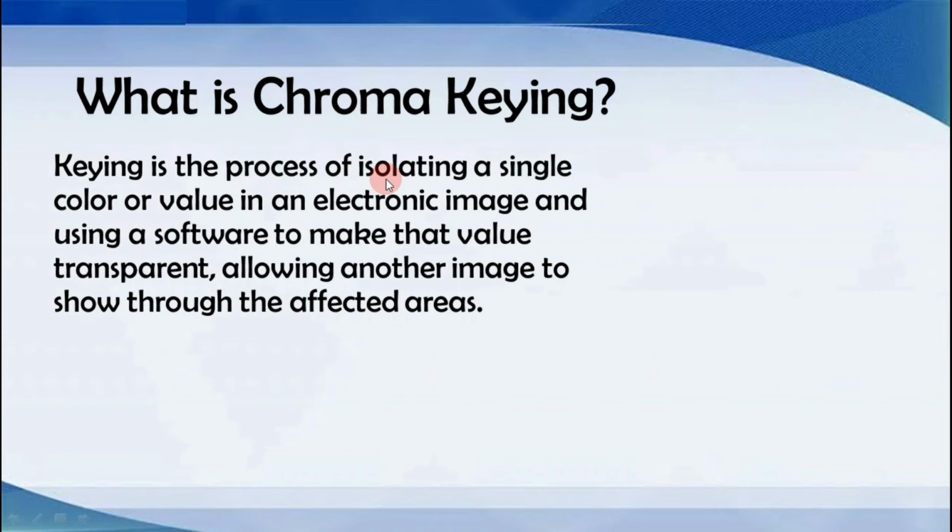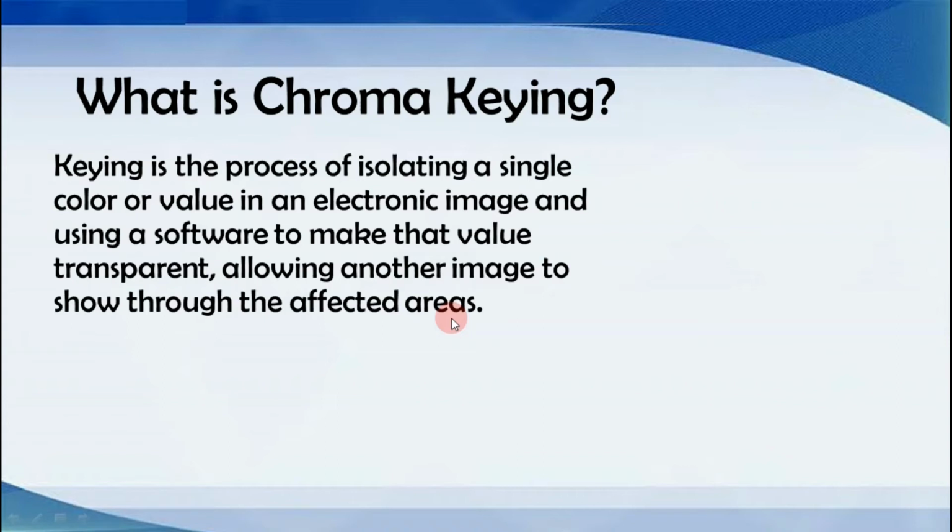What is chroma keying? Keying is the process of isolating a single color or value in an electronic image and using a software to make that value transparent, allowing another image to show through the affected areas. So that is basically the process of chroma keying.